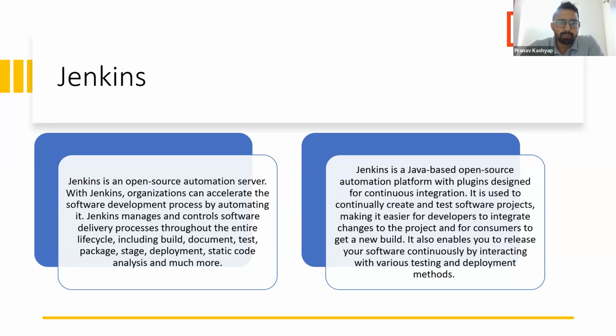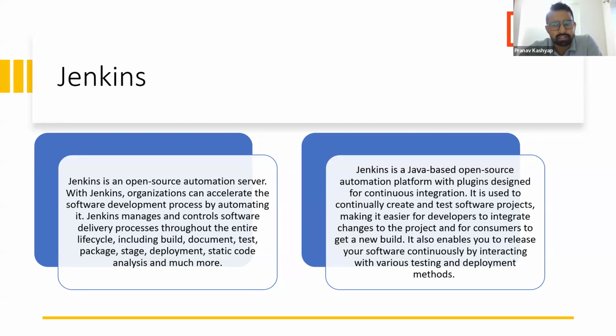Jenkins is an open source automation server. With Jenkins, organizations can accelerate the software development process by automating it. Jenkins manages and controls the software delivery process throughout the entire life cycle, including build, document, test, package, stage, deployment, static code analysis, and much more. So this is the best part of Jenkins. Now, Jenkins is a Java-based open source automation platform with multiple plugins designed for continuous integration.